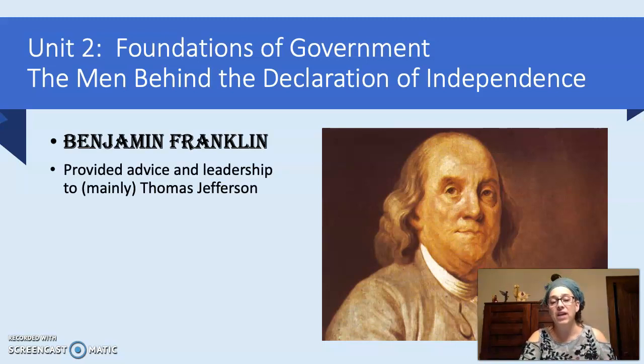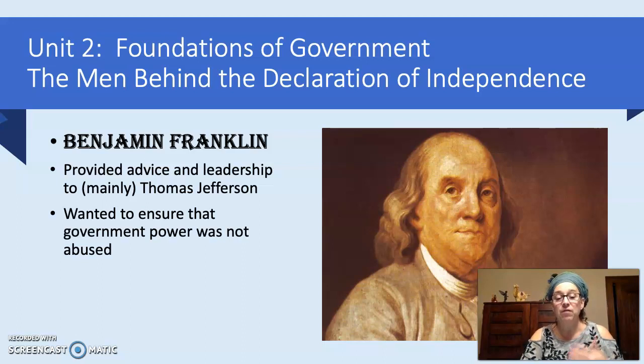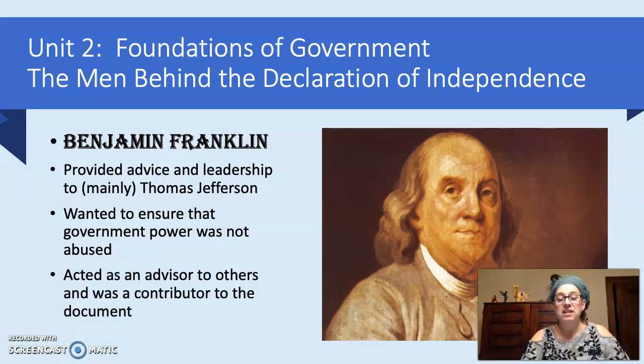He provided advice and leadership, mostly to Thomas Jefferson, because Thomas Jefferson was a young guy. He was only 33 years old when he was chosen to write the Declaration of Independence. But Benjamin Franklin wanted to ensure that government power was not abused. He wanted to make sure there were limitations and that on a long-term basis, this would be able to balance, right? He acted as an advisor to others and was a contributor to the document. So Benjamin Franklin cannot be overlooked. So that's guy number 1.